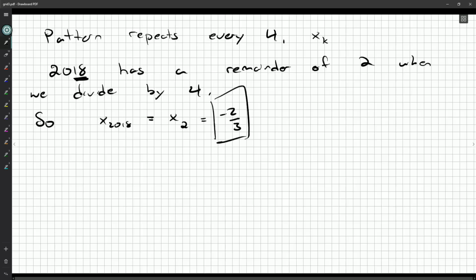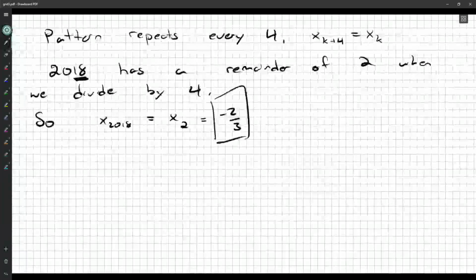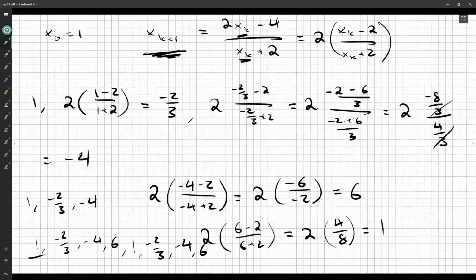Okay? Incidentally, the rule that we have, we can write it like this. x_{k+4} is equal to x_k. In fact, I think we could probably even prove that. I'm not entirely sure. I think it would take a little bit of time and writing to prove, but it's something to go ahead and try.